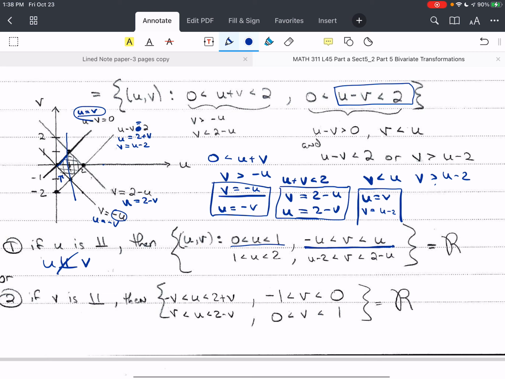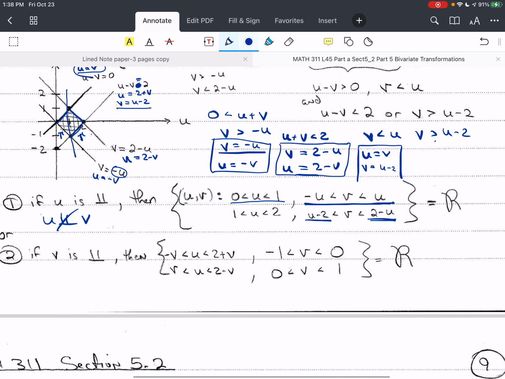And for u between 1 and 2, then we're going between this line, which is v equals u minus 2, and this line, which can be written as v equals 2 minus u. So u minus 2 to 2 minus u.